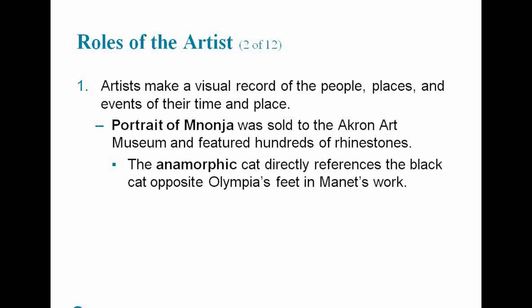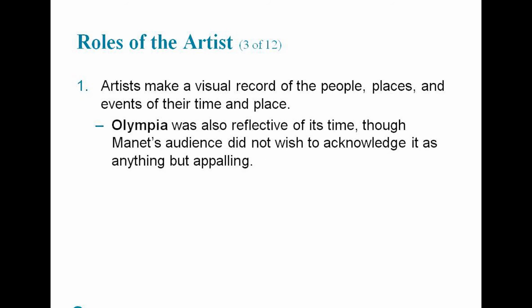Roles of the artist. Artists make a visual record of people, places, and events in their time and place. Portrait of Menonja was sold to the Akron Art Museum and featured hundreds of rhinestones. Anamorphic cat directly references the black cat opposite Olympia's feet in Manet's work. Artists make a visual record of people, places, and events, their time and place.